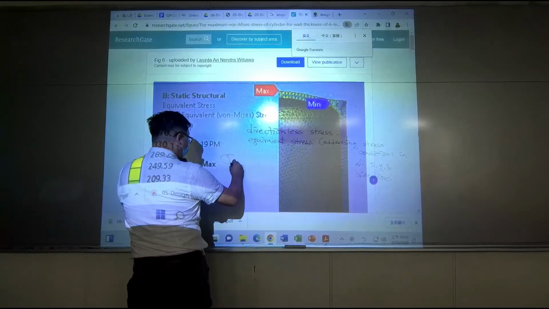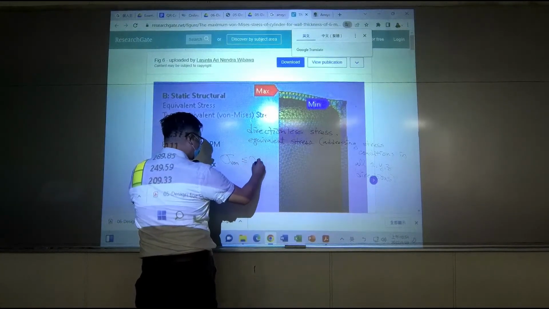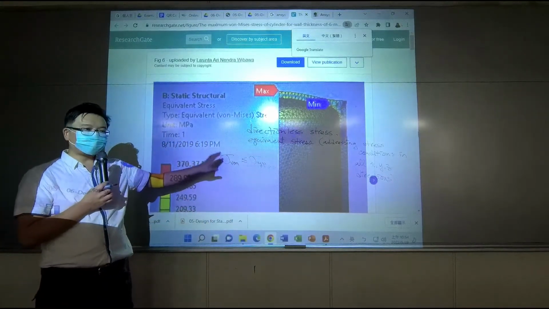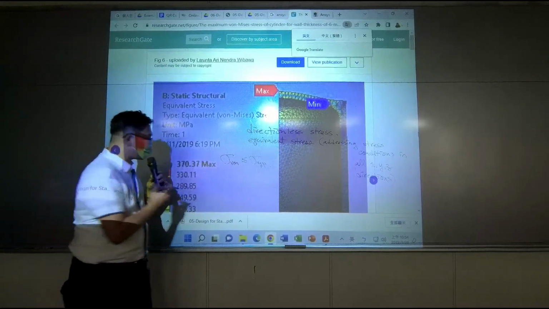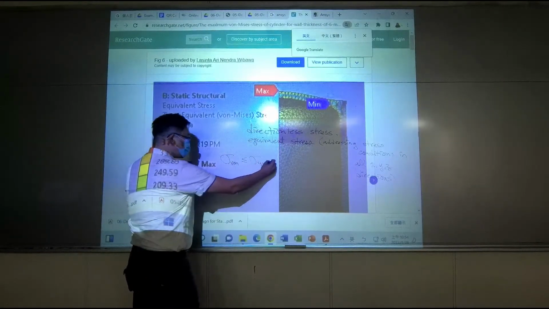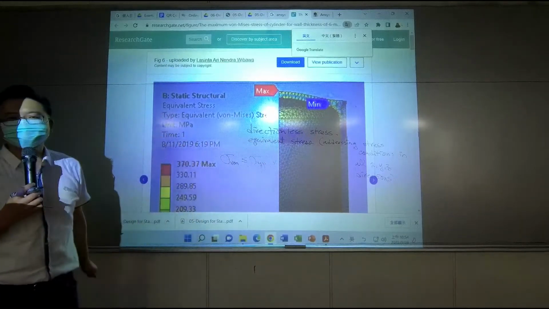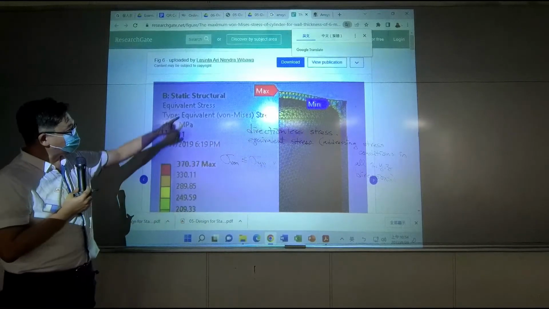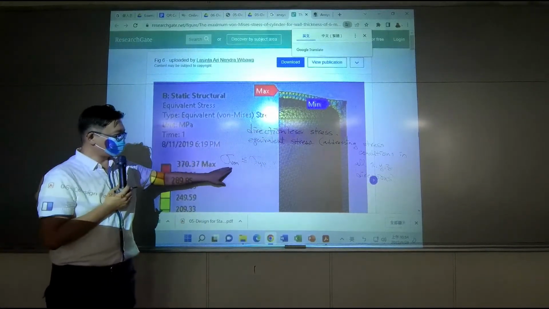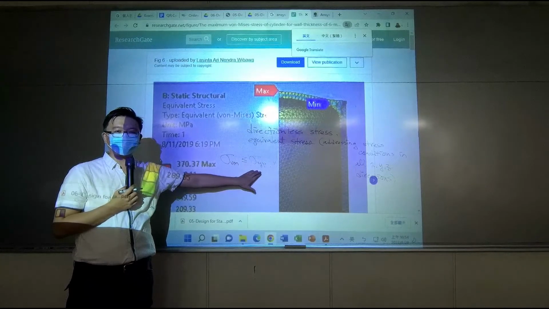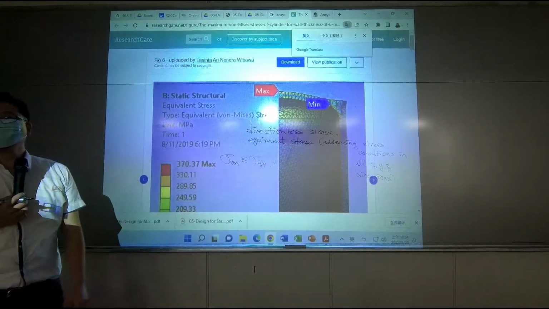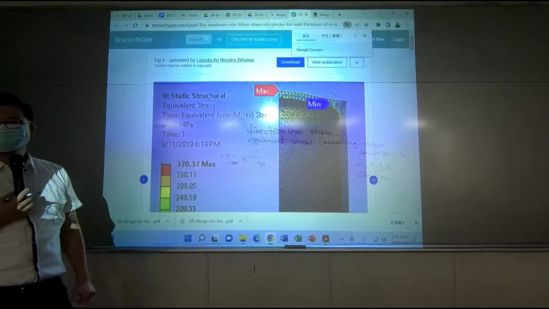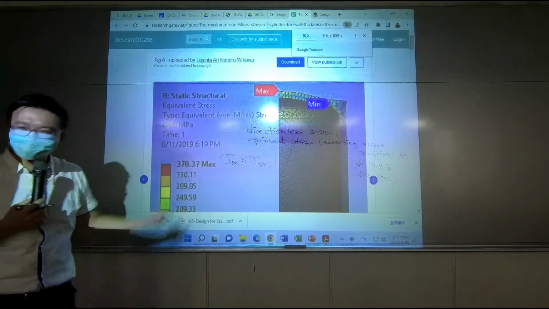So the von Mises stress must be smaller than the yield strength. That's it. As long as the von Mises stress is not greater than the yield strength, we're okay. This is how easy we can use it. And when we use software, when we read the von Mises stress, as long as it's not greater than the yield strength, it's good. So why do we need to learn this course? Just use ANSYS. Yes, you're right, just use ANSYS.